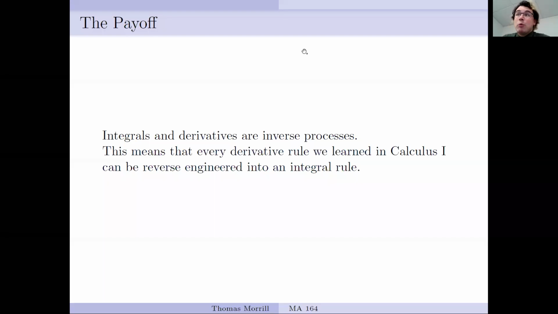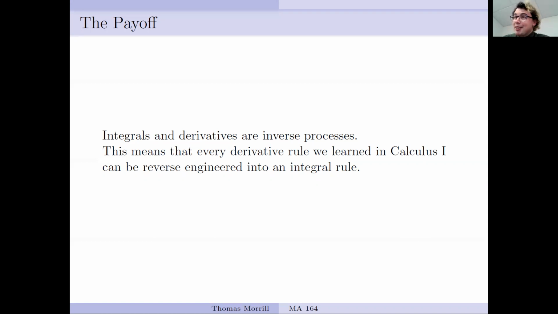All right, we just found out that integrals and derivatives are the opposite sorts of things. If I was going to be fancy about it, I would say that integrals and derivatives are inverse processes. So integrals undo derivatives, derivatives undo integrals.